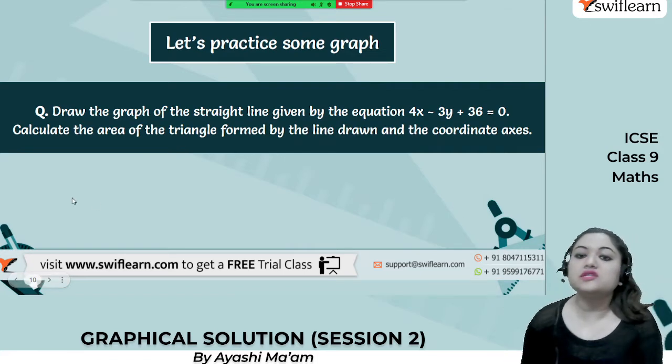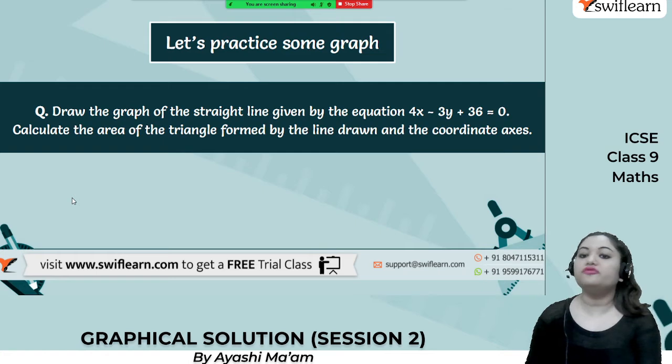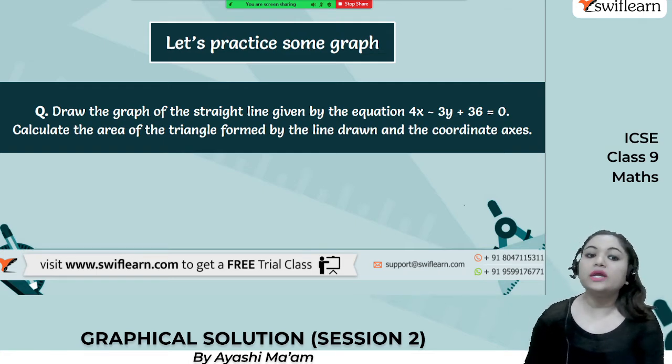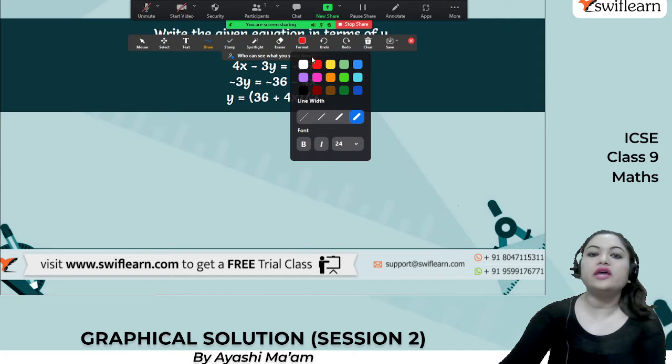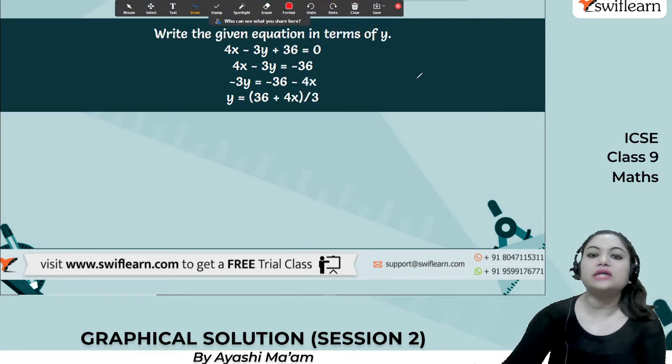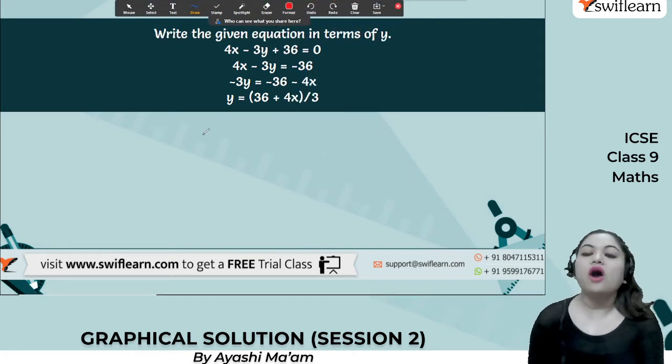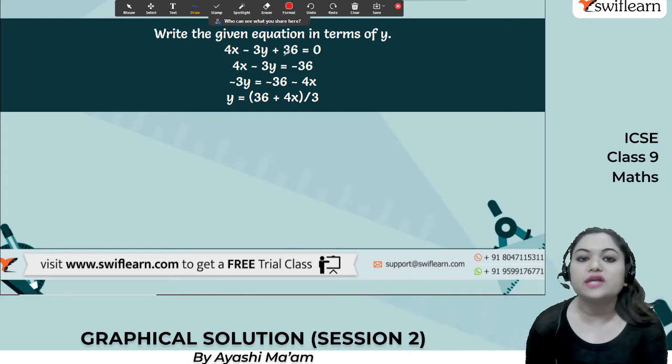Draw the graph of the straight line given by the equation 4x minus 3y plus 36 is equal to 0. Calculate the area of the triangle formed by the line drawn and the coordinate axis. Okay, so at first they have expressed the equation in terms of y, just for the ease of finding out the points, right? So 4x minus 3y plus 36 equals 0.